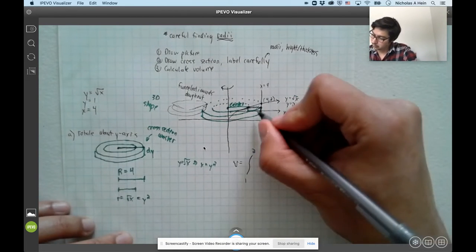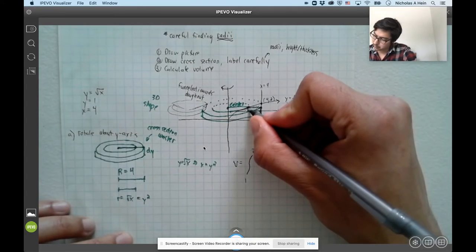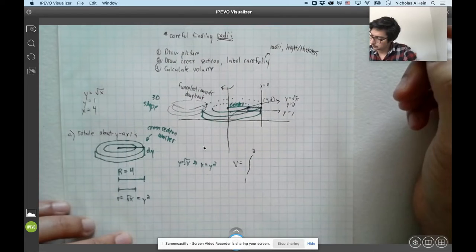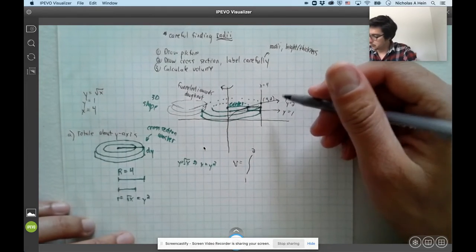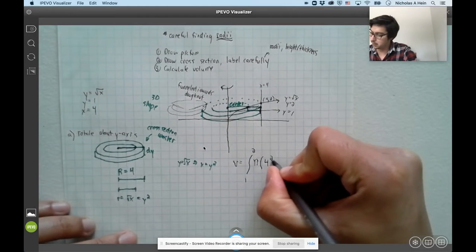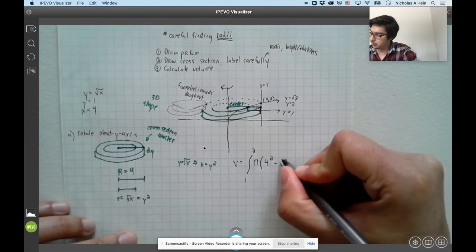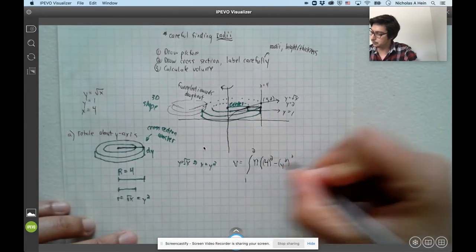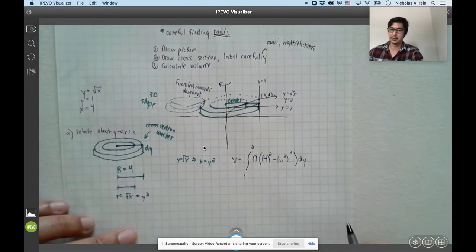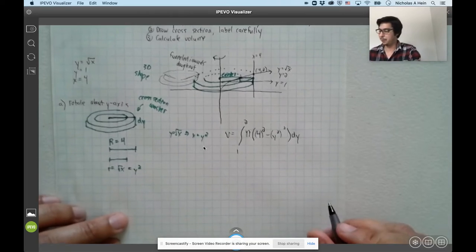So volume from 1 to 2, filling up the space with all these cross sections as we cut it horizontally here. And your outer, it's going to be pi times your outer radius squared, which is 4, minus your inner radius squared, which is y squared, times the thickness, which is dy.